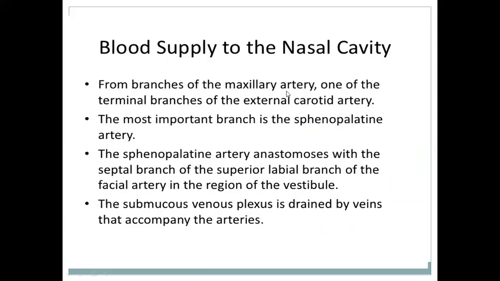Blood supply of the nasal cavity. The nasal cavity is supplied by the maxillary artery, and the maxillary artery is one of the terminal branches of the external carotid artery. The most important branch is the sphenopalatine artery, which is also a branch of the maxillary artery, and the sphenopalatine artery anastomoses with the septal branch of the superior labial branch of the facial artery in the region of the vestibule. In the mucosa of the nose, a submucous venous plexus is present, which is drained by the veins that accompany the arteries.